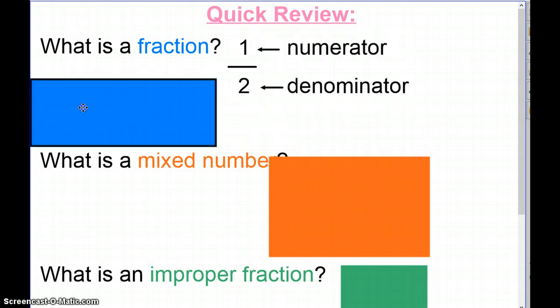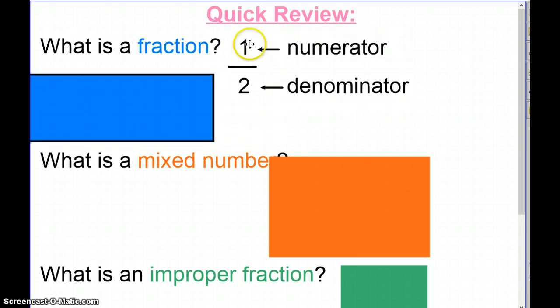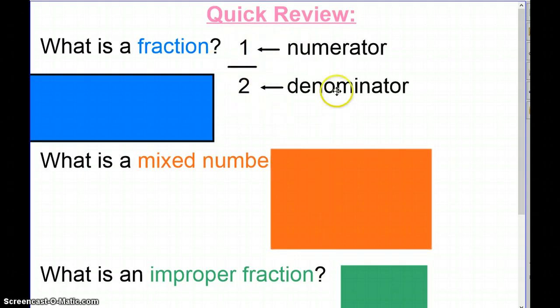And we usually write a fraction with a number on top, a number on the bottom, and a fraction bar in the middle. The number on top is called the numerator. The number on the bottom is called the denominator. So the denominator represents the total number of equal parts. The numerator represents the number of equal parts that we are looking at. So 1 out of 2, or 1/2.